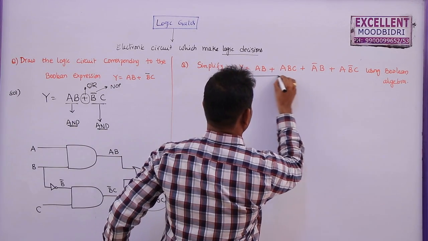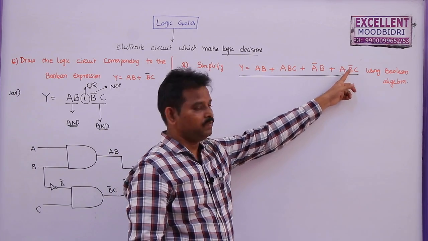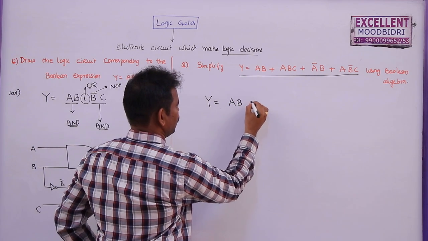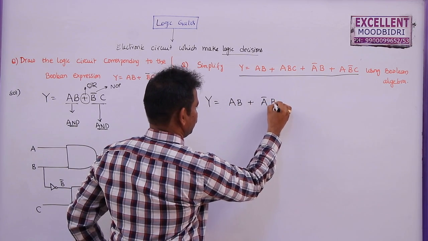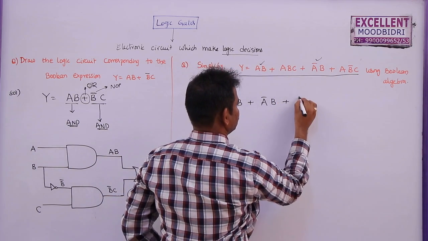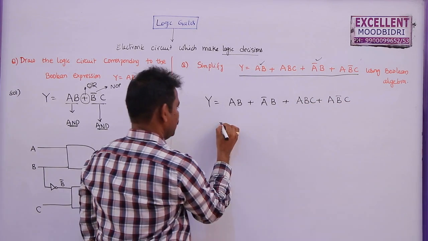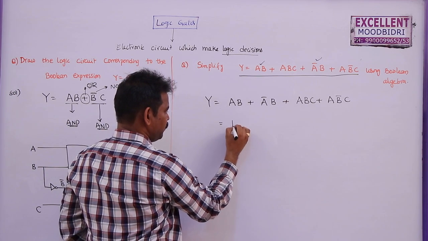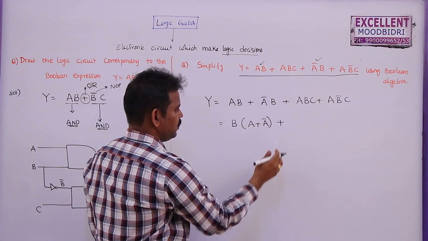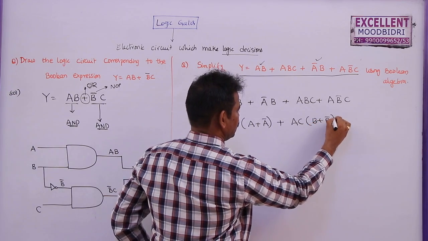Simplify: y is equal to ab plus abc plus a bar b plus ab bar c. So in this equation y, we can write ab here plus a bar b. So I am choosing this and this, and then here we have two terms, abc plus ab bar c. So in this expression you can take b common, the remaining terms will be a plus a bar, and here you can take ac common, this will become b plus b bar.